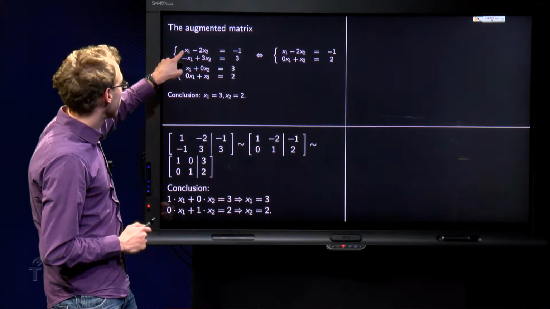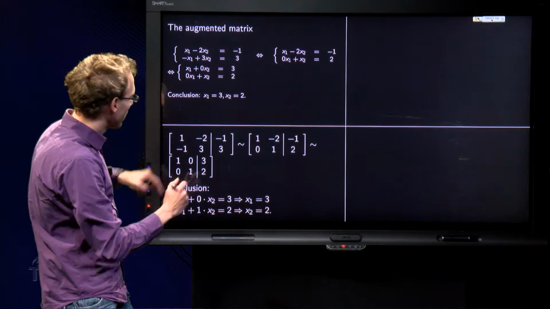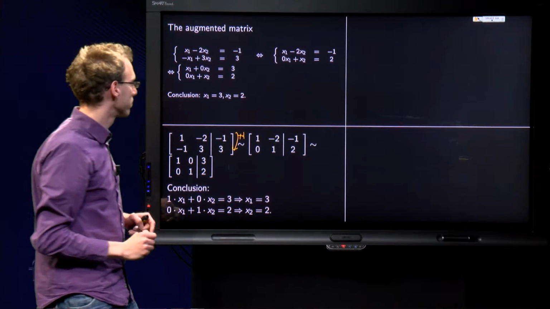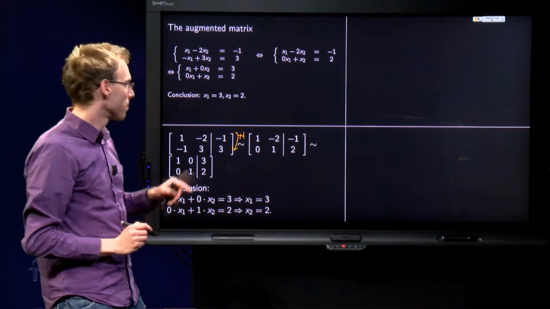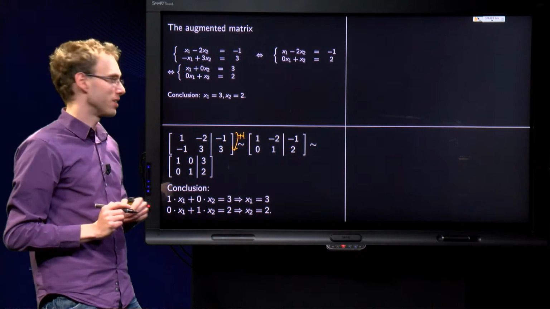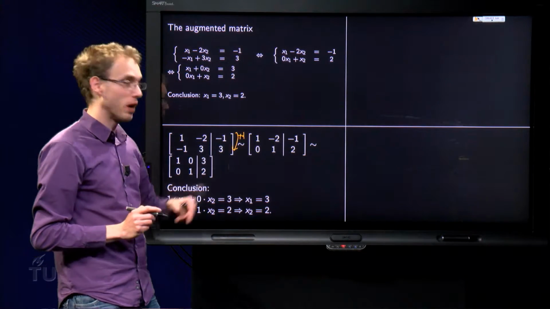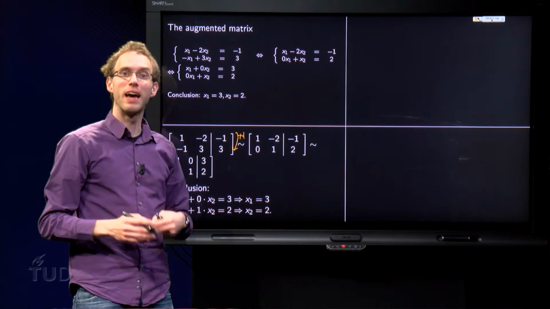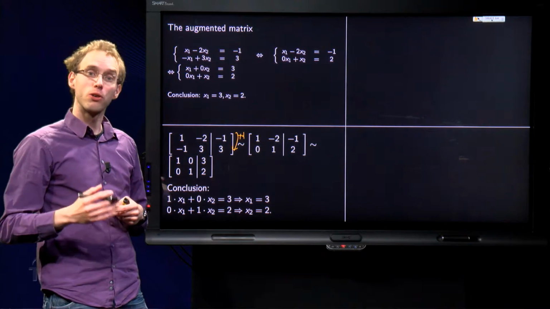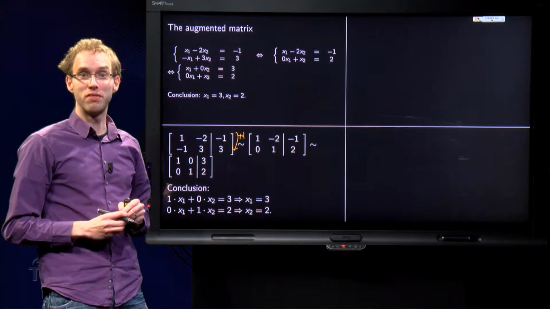So here I added the first equation to the second. That translates into adding the first row to the second row over here, denoted with a plus 1. So we leave the first row unchanged, and we add the first row once to the second row. So I do 1 minus 1 equals 0, minus 2 plus 3 equals 1, and minus 1 plus 3 equals 2. And I get a new second row. And this new augmented matrix corresponds to this second system, as you can verify easily.